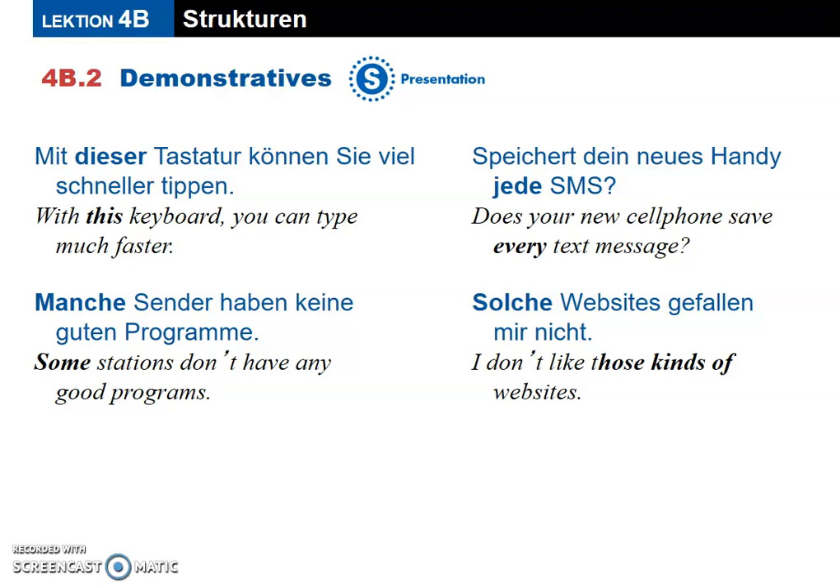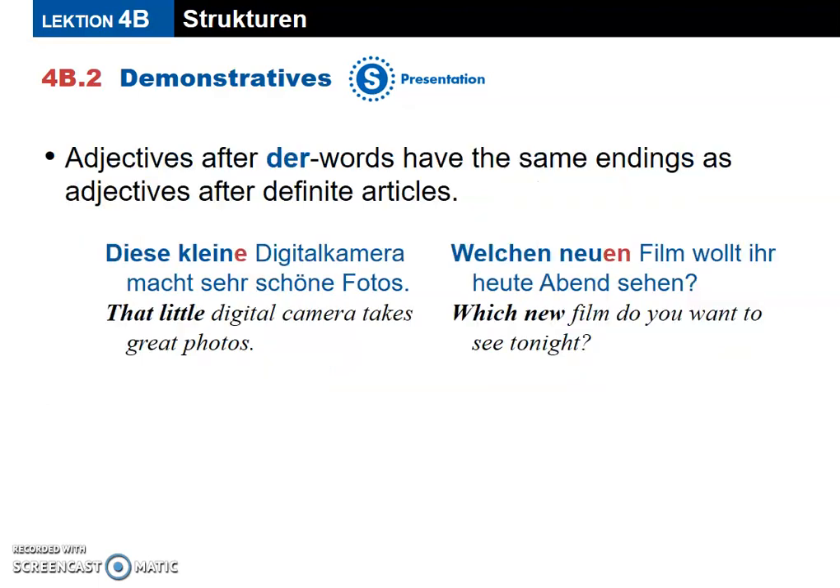And then the next one, solche Websites gefallen mir nicht. I don't like those kinds of websites, or I don't like such websites, or websites like those. And websites is plural, so again, that is an E ending on solch. All right, we take a look at the next examples here. We're talking about the adjective endings that follow. These are the same as the adjective endings that we have on our chart following our der words.